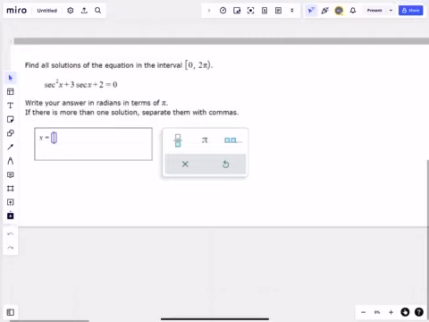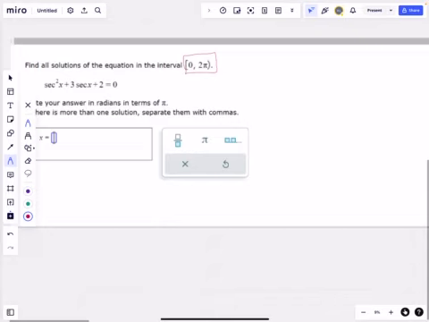Okay, for this problem, I notice a couple of things right away that are worth noting. One is that we are looking for the solutions on the interval from 0 to 2 pi, so only one rotation of the unit circle. So we don't need any of those plus 2 pi k adders or anything like that.